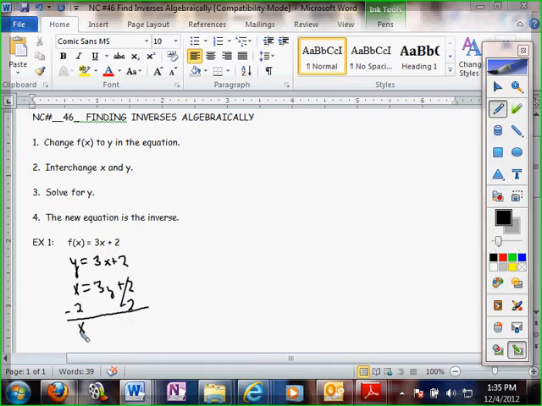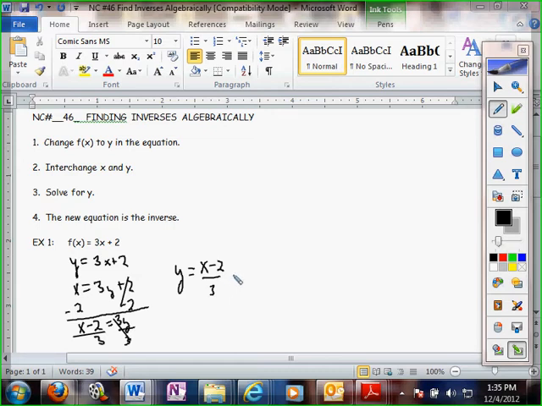That cancels. I have x minus 2 is equal to 3y divided by 3. And I get that y is equal to x minus 2 divided by 3. And this is your answer. That's your inverse. However, if you have to graph this, you might want to make sure that you can look at the form that's a little more friendly with graphing.